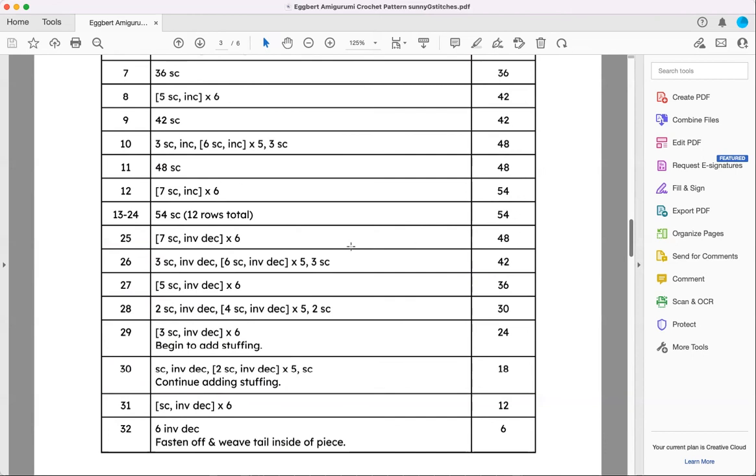As a reminder, for each invisible decrease that you are stitching, your total stitch count should go down by 1. So again, it makes sense here that 6 total invisible decreases will result in a stitch count that is 6 lower than your previous round. After you complete this section of the pattern, which happens to be round 32, you're going to fasten off and weave the tail inside of the piece. So that will complete the body of your Egbert.